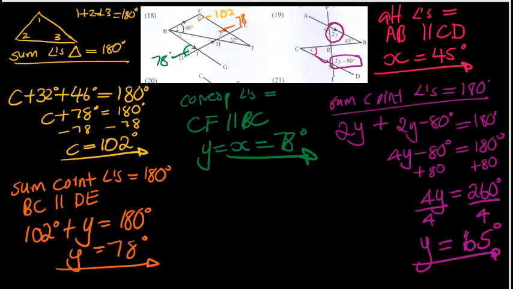Now, having said that, I've solved the question. I've answered the question. I just want you to see something. If I go back to the drawing, I can tell you that this angle here is not 65. It is 2 times 65. So this angle is actually 130 degrees. And this angle here is 130 degrees. 2y minus 80 is 130 minus 80, which gives me 50. So this angle is actually 50 degrees.